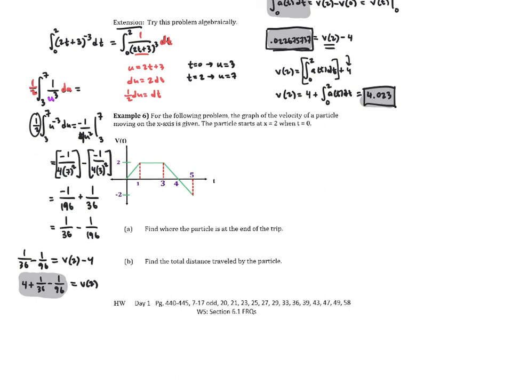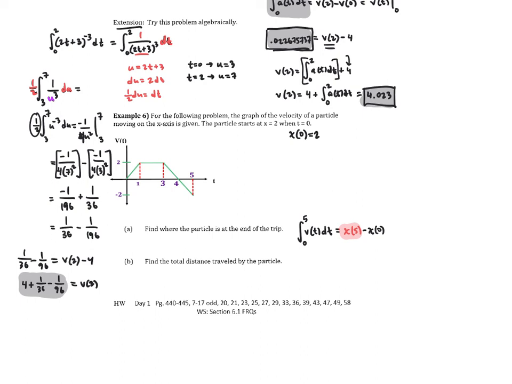All right, let's continue with example 6. For the following problem, the graph of the velocity of a particle moving on the x-axis is given. The particle starts at x equals 2 when t equals 0, so x of 0 is equal to 2. Find where the particle is at the end of the trip. Okay, so let's think of it this way for A. The integral from 0 to 5 of v of t is equal to x of 5 minus x of 0. Where is the particle at the end of the trip? Well, it's at its position at time t equals 5. So that's what we're looking for.